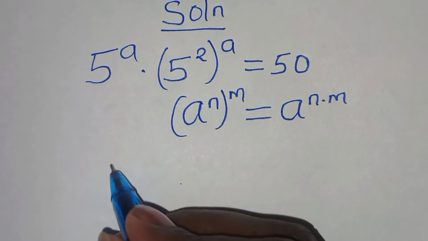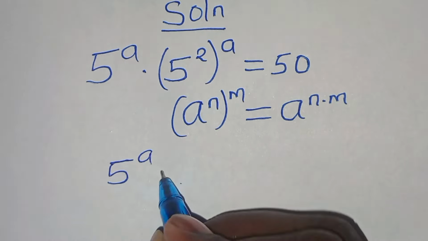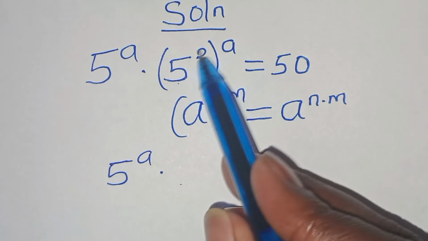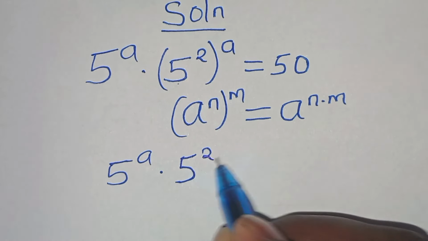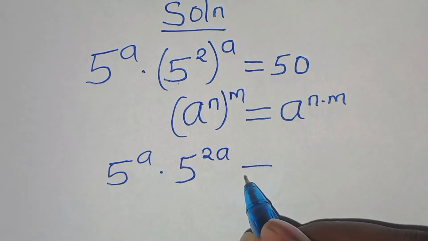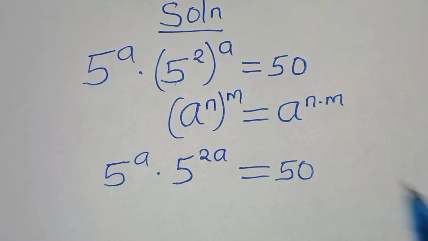Now, this is 5 to the power of a times 5 to the power of 2 raised to the power of a. We multiply this so that we have 5 to the power of 2a. This is equal to 50.